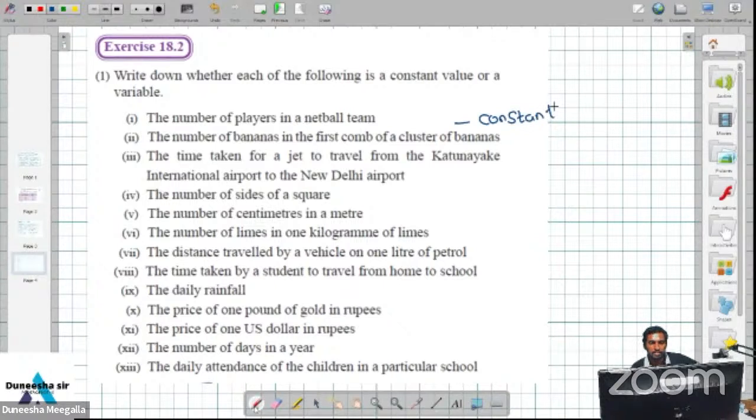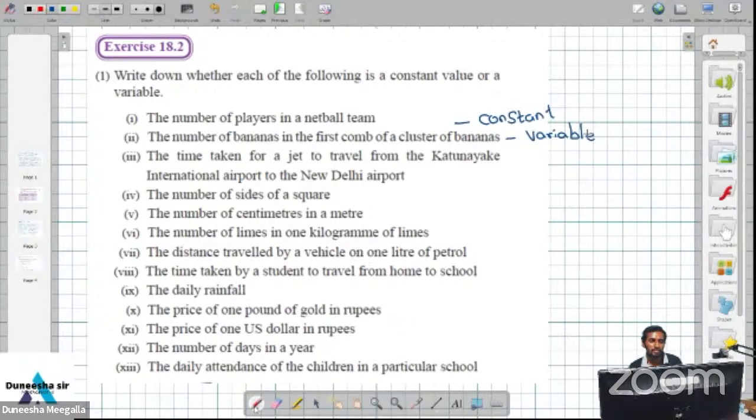Number of bananas in the first comb of a cluster of bananas. මොකක්ද කියන්නේ? Cluster of bananas. කෙහෙල් ඇවරියක තියෙන කෙහෙල් ගෙඩි ගන්න. හරි? මොකද වෙන්නේ? Is it a variable or constant? It's a variable. වෙනස් වෙනව නේද? හරි? It's a variable.